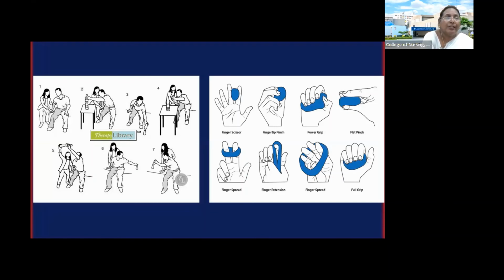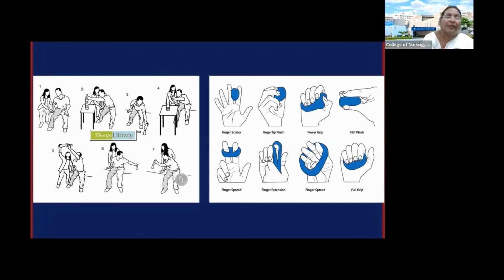The other picture tells you about a rubber band that you can use. And these are the exercises that we can teach. One is called the finger scissor. You hold the band or the ball between the middle finger and the index finger and ask them to tighten it. Fingertip pinch is another. Then power grip.